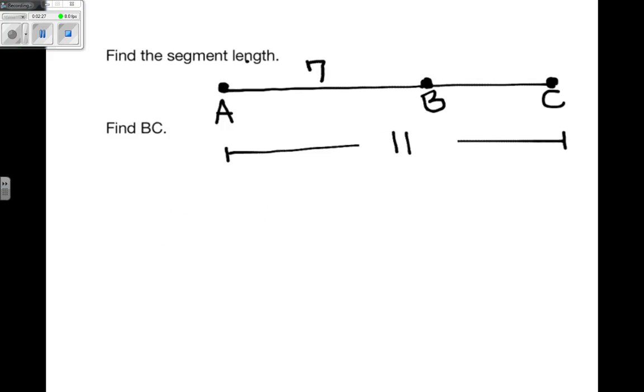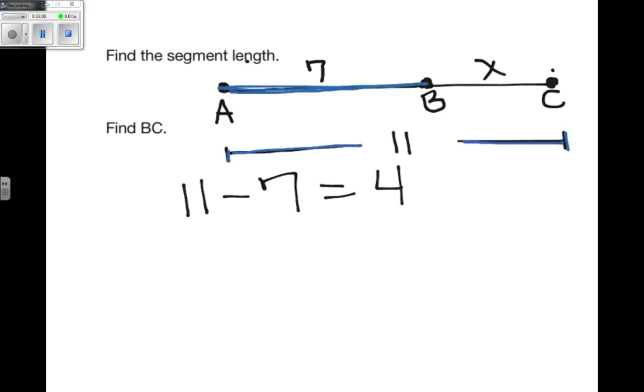Now let's look at another example. Here we're given another segment A to C, and we're asked to find BC. In this case, we know one part of AC from A to B, and we know that the entire segment from A to C is 11. Well, if we're trying to figure out this unknown piece here from B to C, what could we do to those two values?